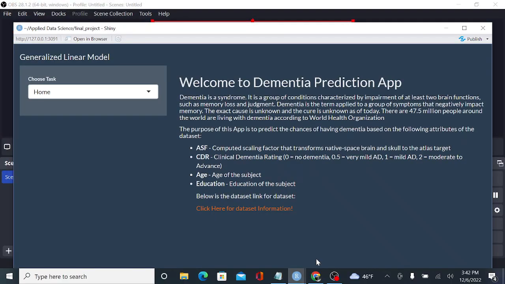Hello, my name is Joel and my project's on dementia, and I got my data set from Kaggle. Here's the data set.